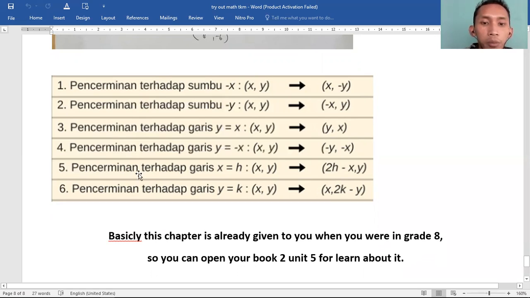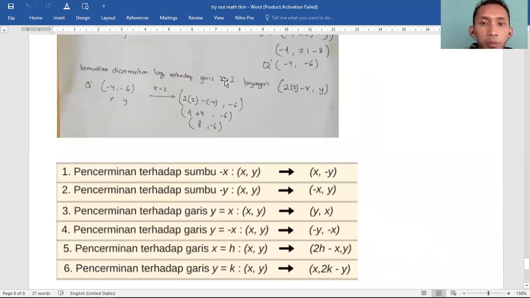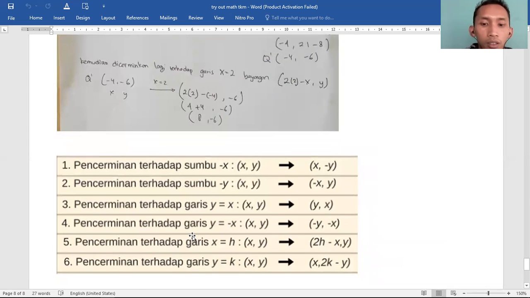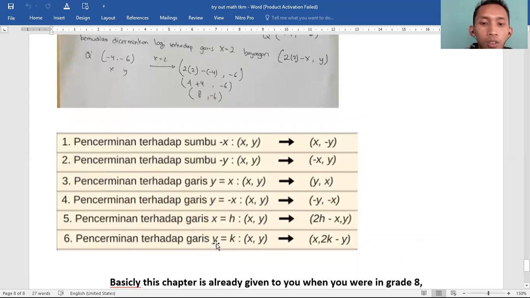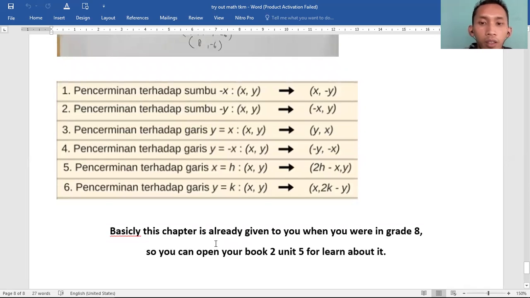Terus kemudian pencerminan terhadap X sama dengan H. It is like the number in the previous question. X sama dengan 2. So it is 2H. So 2 kali H tadi dikurangi X-nya atau titik awalnya, X. It also happens on this part. Ini pencerminan. This is the formula that you have to know to work on reflection.